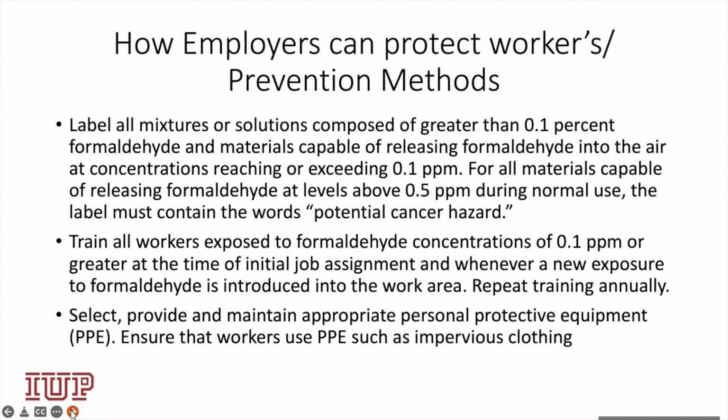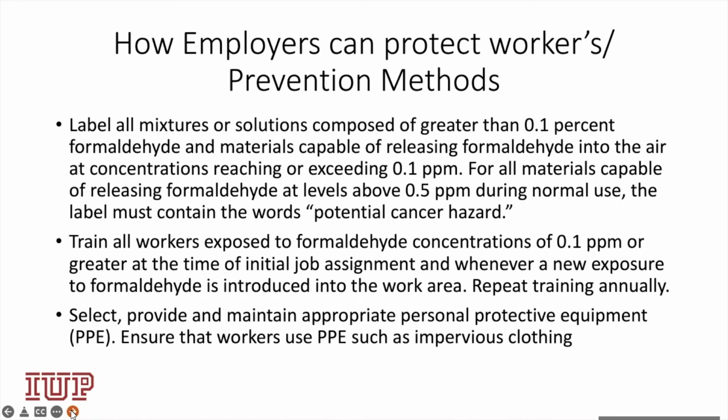Another way to protect workers, or some controls or prevention methods, is to label all mixtures or solutions composed of greater than 0.1% formaldehyde and materials capable of releasing formaldehyde into the air at concentrations reaching or exceeding 0.1 parts per minute. For all materials capable of releasing formaldehyde at levels above 0.5 parts per minute during normal use, the label must contain the words potential cancer hazard.